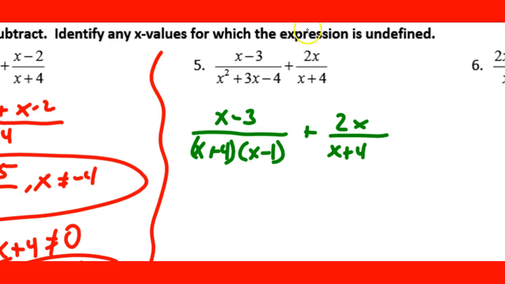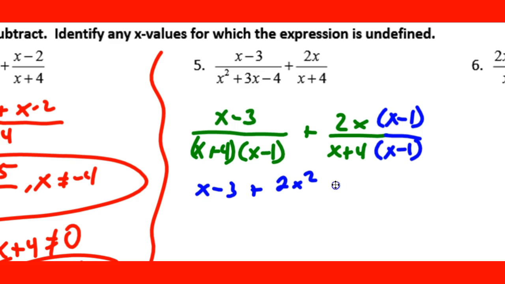Just like we did with the least common multiple, it already has an x plus 4. We need to add x minus 1 to the denominator and the top so we can get common denominators. So now we simplify this. You have x minus 3 plus distribute the 2x, so that's 2x squared, and that gives you negative 2x.